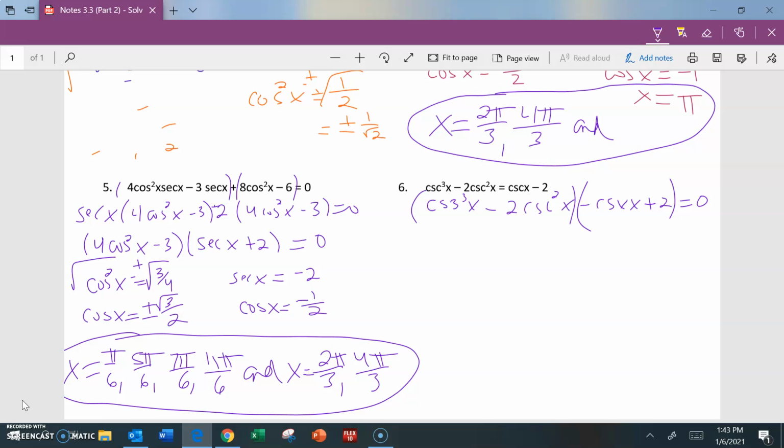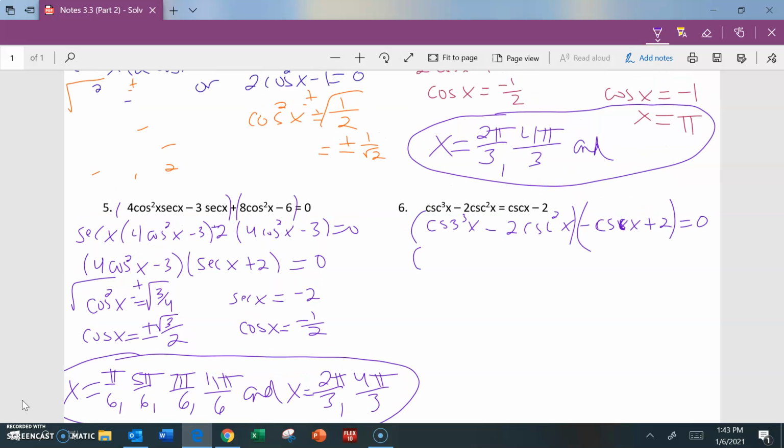Some of you are getting, I should say cosecant of x. Most of you are getting really good at factoring by grouping. I can do this one out for you, maybe if we need to zoom. But if you did this correctly, you should have found that this factors into the cosecant of x minus 2 times the cosecant squared of x minus 1.